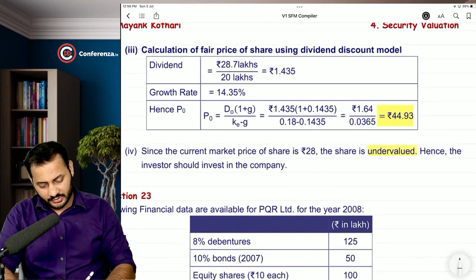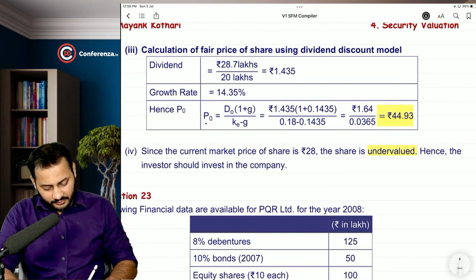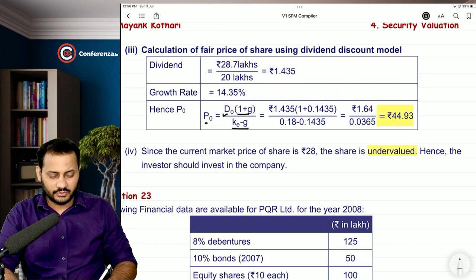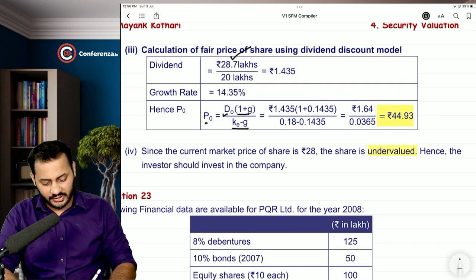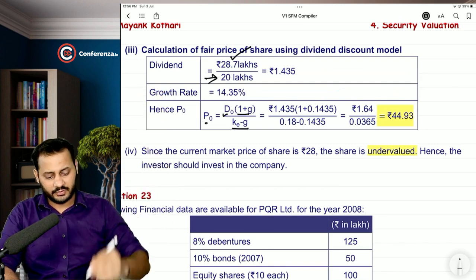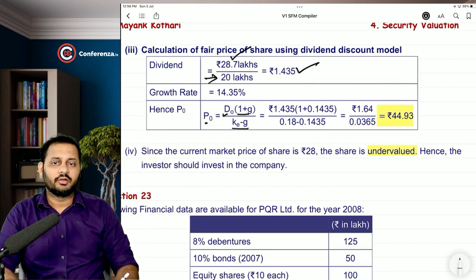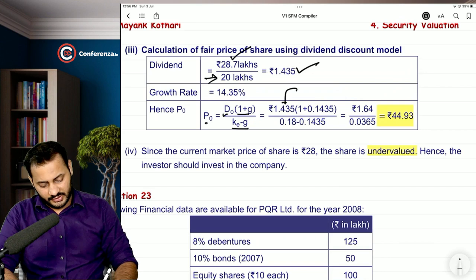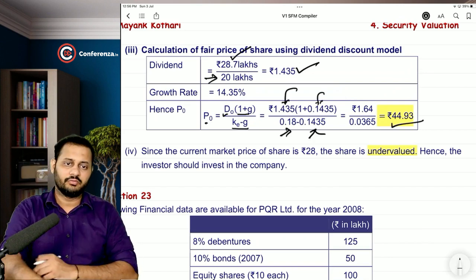Then comes the current price. Have a look. D0 into (1 plus growth) divided by cost of equity minus growth. Dividend was 28.7 lakhs. We calculated the number of shares for this purpose: 28.7 divided by 20. So this is your dividend. You put the D0 here, growth here, cost of equity here, growth here, and you arrive at 44.93.